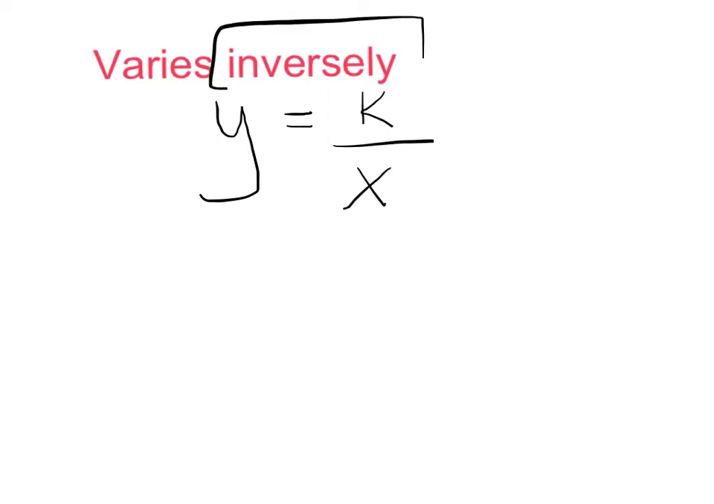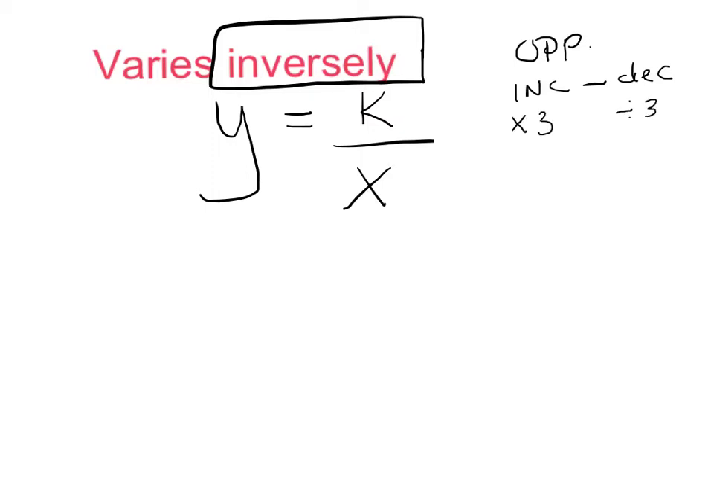Now, my other option is to say varies inversely. In this case, I would say y equals k divided by x. Okay, so varies inversely means that my two variables, x and y, are doing things in opposite directions. If one's increasing, the other one is decreasing. If one's being multiplied by 3, the other one's being divided by 3. They're doing the inverse of each other, or opposite of each other.